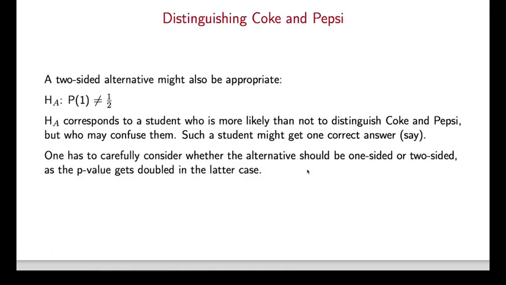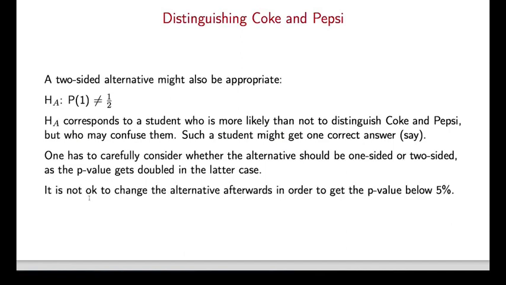In general, you have to think carefully ahead of time whether the alternative should be one-sided or two-sided. Keep in mind that for a two-sided test, the p-value gets doubled. If one does a two-sided test and it's not significant, then it may be tempting to declare that one wanted to do a one-sided test in the first place and cut the p-value in half to get it under the 5% threshold. That is not okay. So you have to declare ahead of time whether you want to do a one-sided test or a two-sided test.